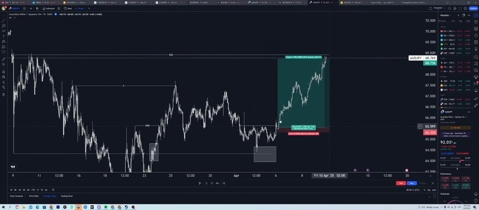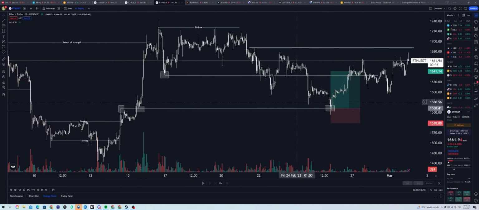But that being said, once the liquidity taps, we typically see rejection. So every time the liquidity taps, right, price has to pull back every time. No matter how minimal it is, it always pulls back.